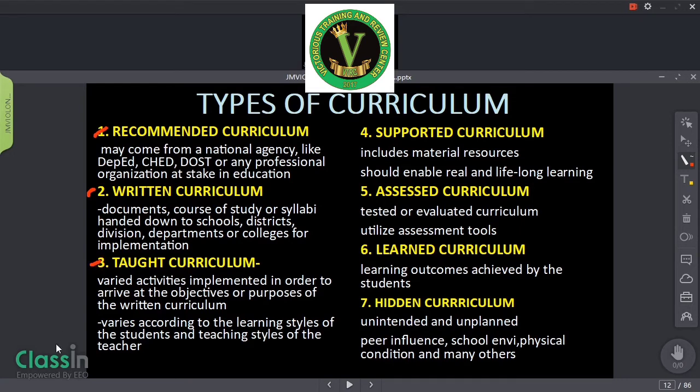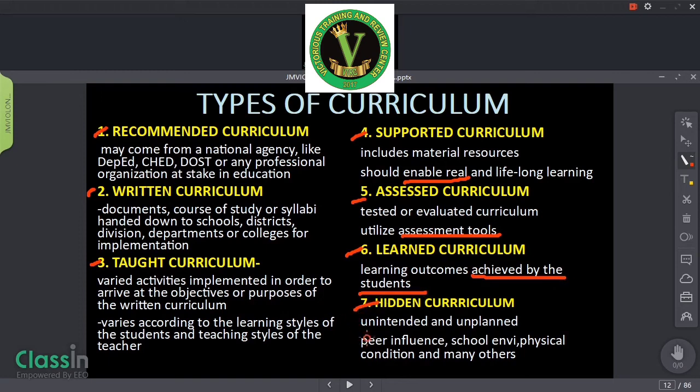Third is the taught curriculum, which are varied activities implemented in order to arrive at the objectives or purposes of the written curriculum. It also varies according to the learning styles of the students and the learning styles of the teacher. So that is the taught curriculum. The supported curriculum includes materials and resources that should enable real and lifelong learning. The assessed curriculum, on the other hand, is the tested or evaluated curriculum, which utilizes assessment tools. The learned curriculum are the learning outcomes achieved by the student.